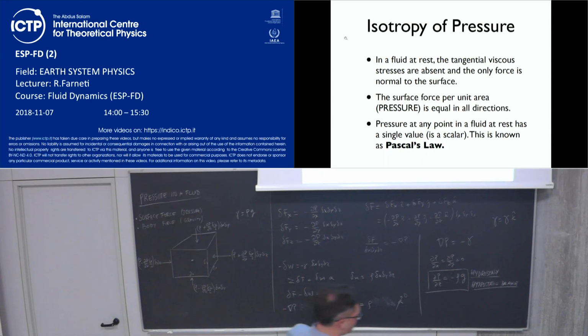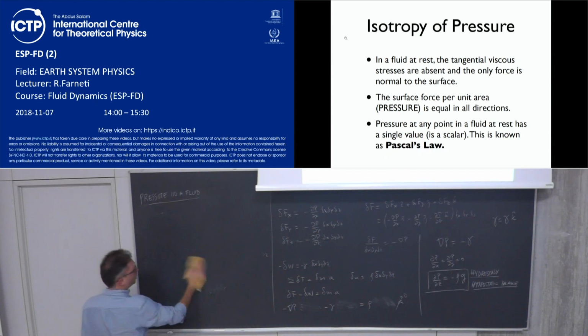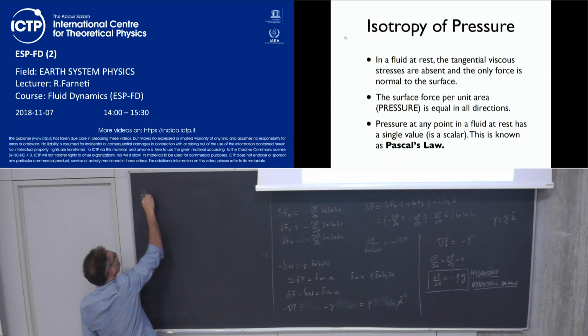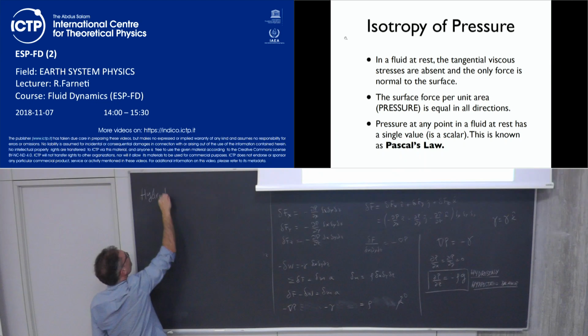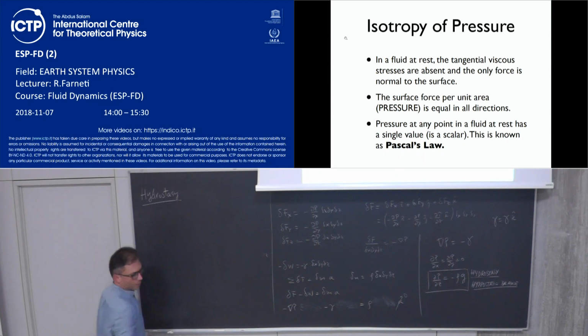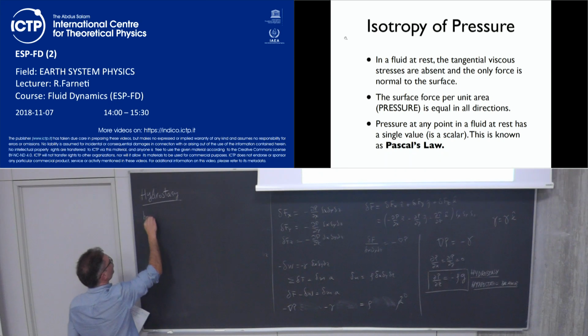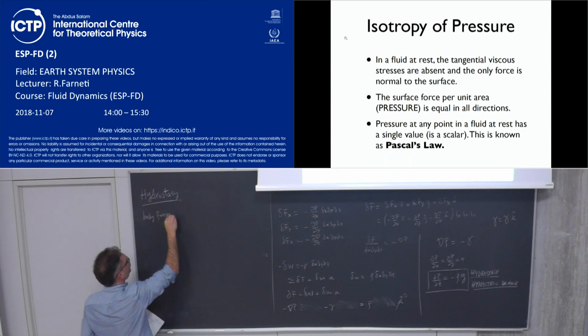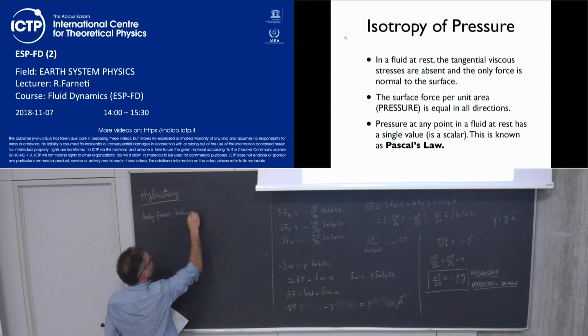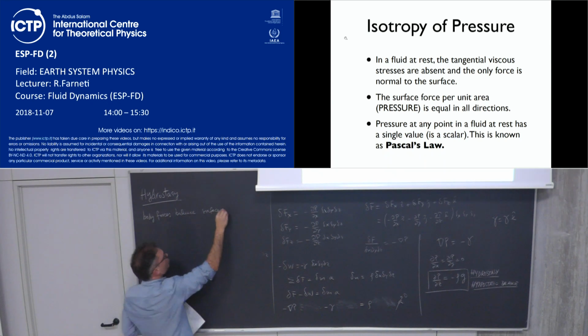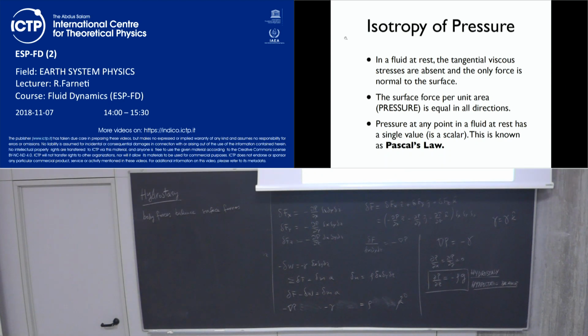Okay, a more elegant way of deriving hydrostatics, a faster way and definitely more elegant. So there is a balance, okay? We said there is a balance between body forces balancing surface forces. Okay, and the only surface force is pressure in static conditions.